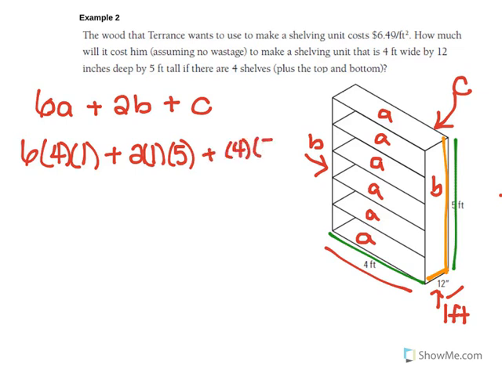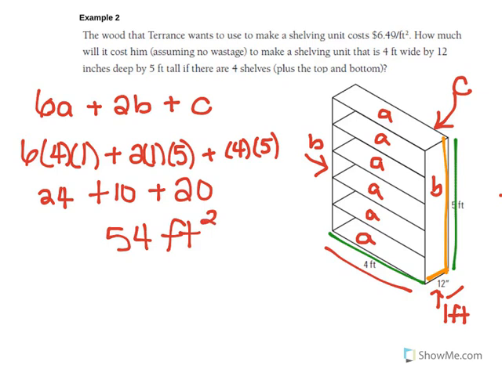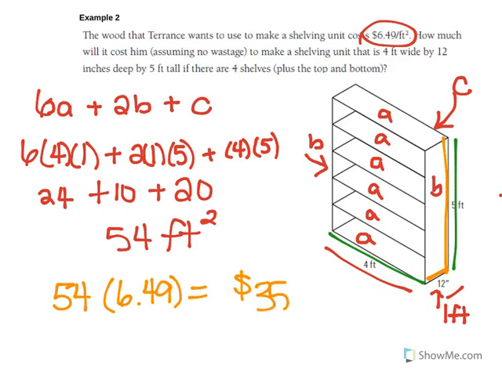So 4 times 5. So we have 24 plus 10 plus 20, which leaves us with 54 square feet. If we know that it costs $6.49 per square foot, we're just going to take 54 and times it by $6.49, and it would cost $350.46 to purchase this wood. So obviously this wood is probably a little bit more expensive than average wood.